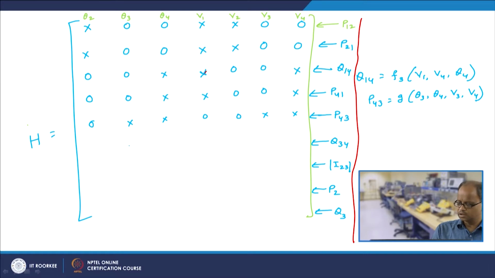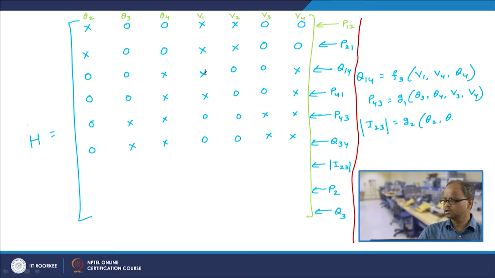Q34 also would be something like this, 0, 0, this. So, this is Q34, and I23 would be again some function, say this is G1, G2, it would be theta 2, theta 3, V2, V3. So, theta 2, theta 3, V2, V3 and all would be 0.